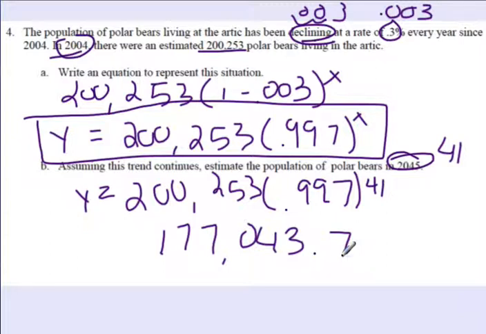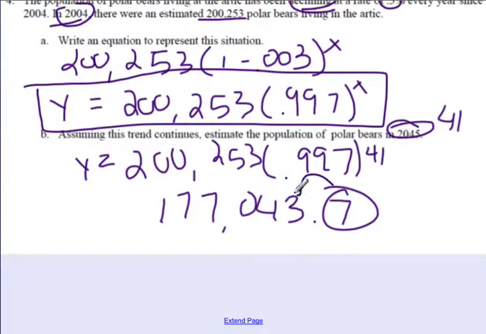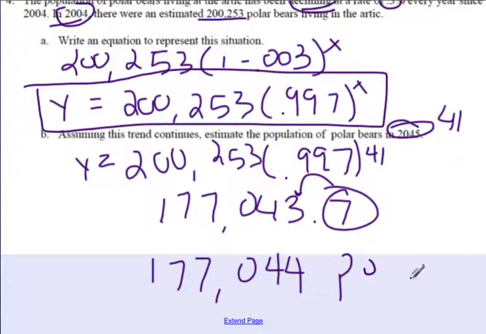That doesn't really make sense. So what we're going to do is we're going to round. Since this 0.7 is 5 or greater, we can take this 3 and make it larger. So I have 170,044. And I want to make sure I label that polar bears. You want to make sure you give every word problem a label. Those are easy points. Don't lose them.